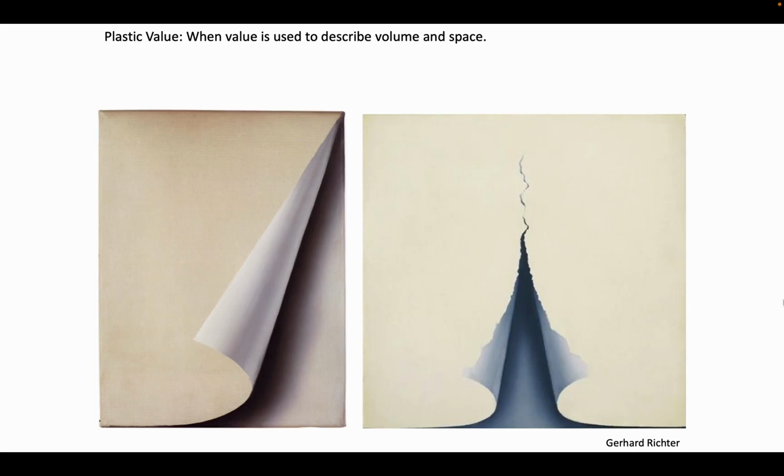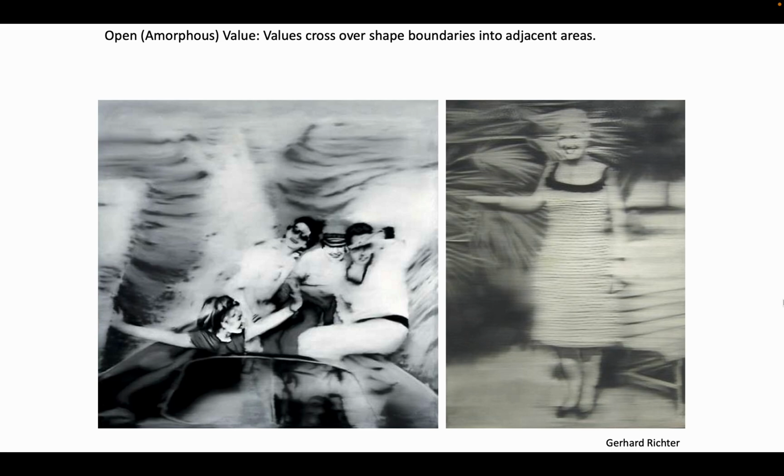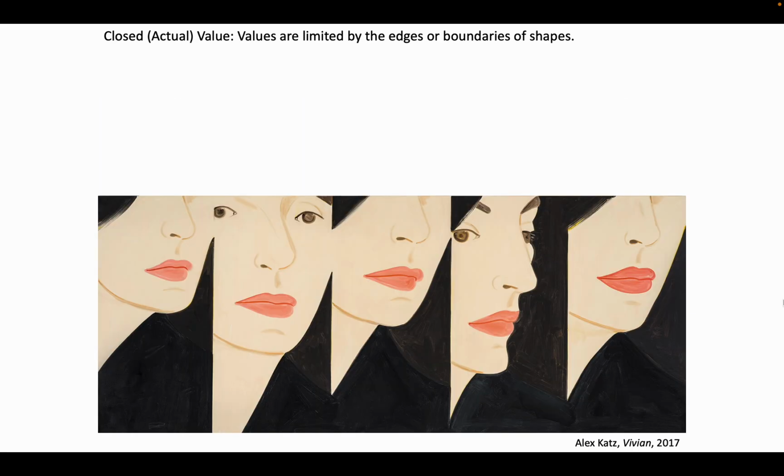Plastic value is generally used when value is describing a volume and a space. Here we have two examples. We have decorative value that's used as a kind of application of pattern. We understand these things as separate entities from one to the next. Then we have amorphous value or open value. Those are values that cross over shape boundaries into other areas. The blending technique of Gerhard Richter's work is a really good place where we see that. Then we have closed value. These are very, very limited, and they end on the edge of a shape.